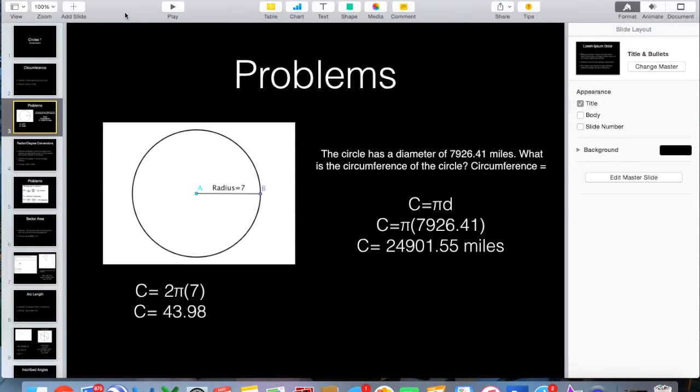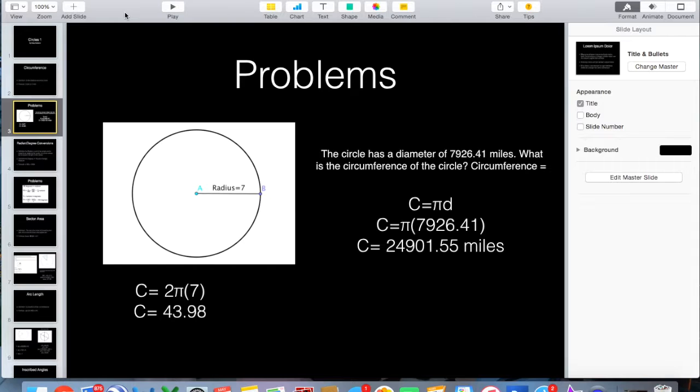Problems. So here we have a circle that has the radius of 7. So we have to use the formula for the radius. So it would be circumference equals 2 pi times 7, and that would equal 43.98.